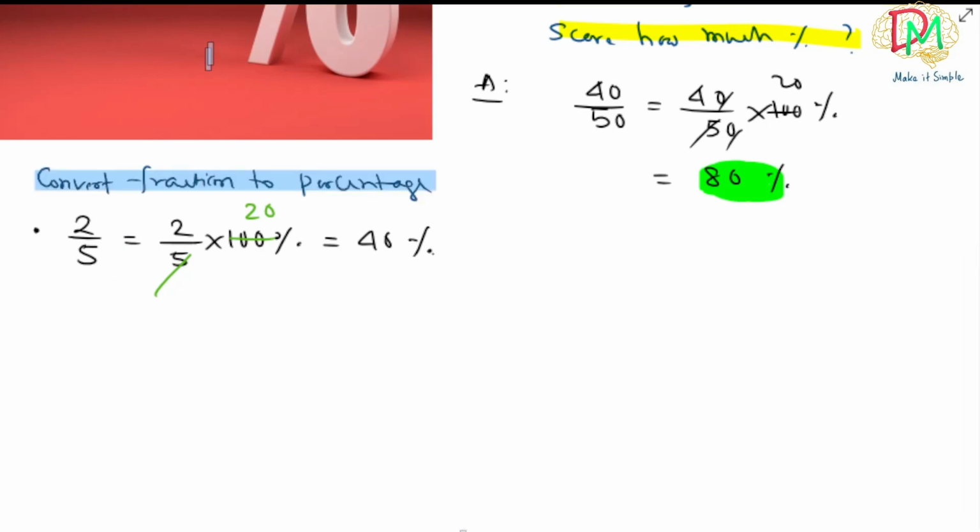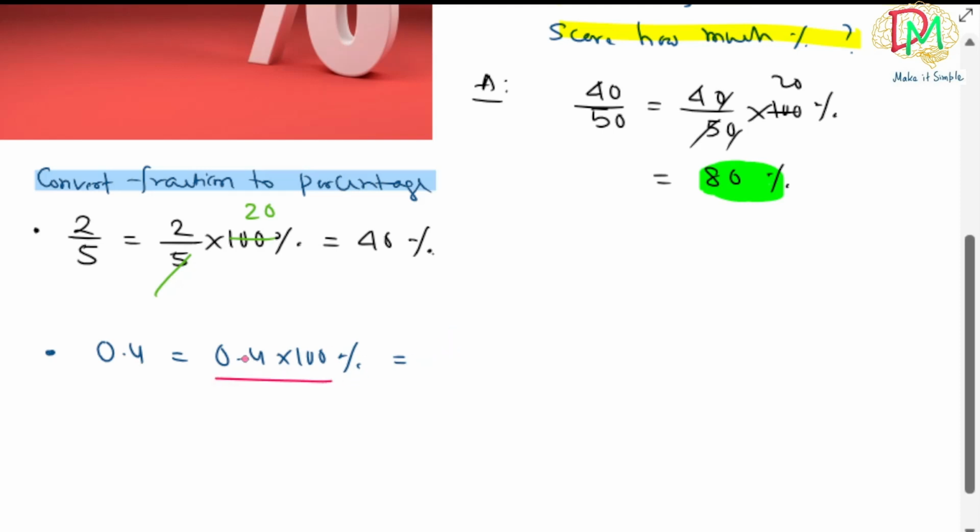Next we learn how to convert any decimal number to percentage. Let's take one example, 0.4. What do you have to do? Simply you have to multiply by 100 percent. So if you multiply 100 into 0.4, you get what? 40 percent.